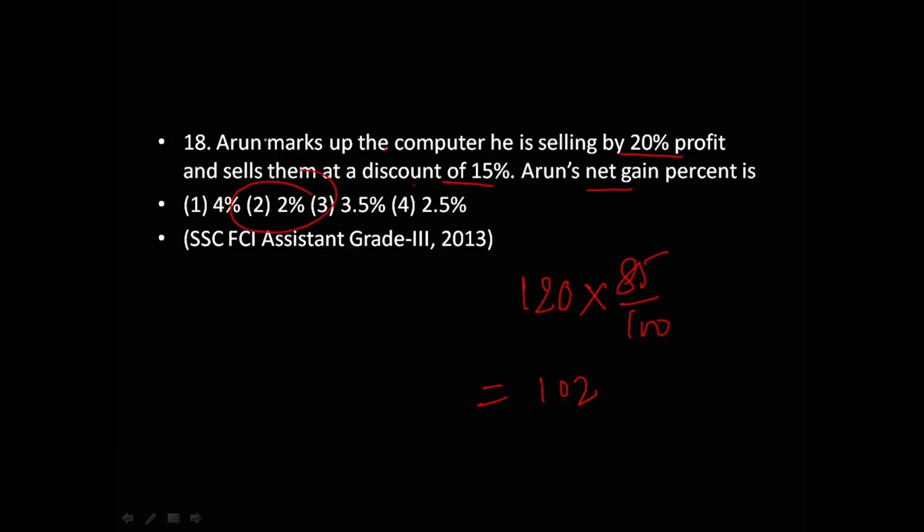What has it said? That Arun marks up the computer, selling at a 20% profit. 20% profit is 120, and then he sells it at a discount of 15%. So 85% of 120 is 102, so 2% profit. Clear? Moving to the next.